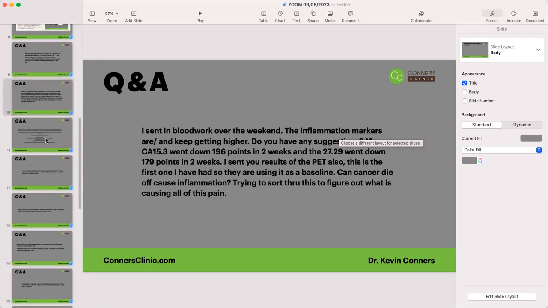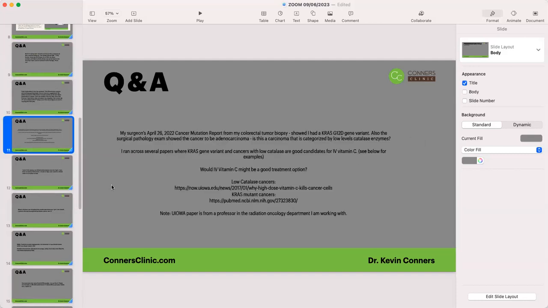My surgeon's cancer mutation report for my colorectal tumor biopsy showed I had a KRAS mutation. So KRAS genes do a number of different things, but they also function as tumor suppressor genes. So also the surgical pathology exam showed the cancer to be an adenocarcinoma. This is the carcinoma that is categorized by low levels of catalase enzymes. I ran across several papers where KRAS gene variants and cancers with low catalase are good candidates for IV vitamin C.